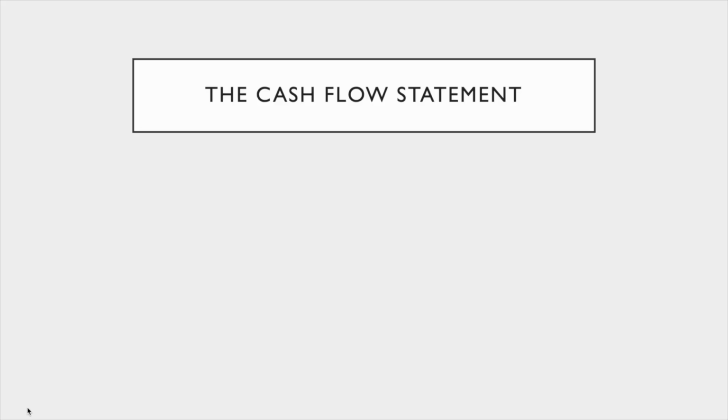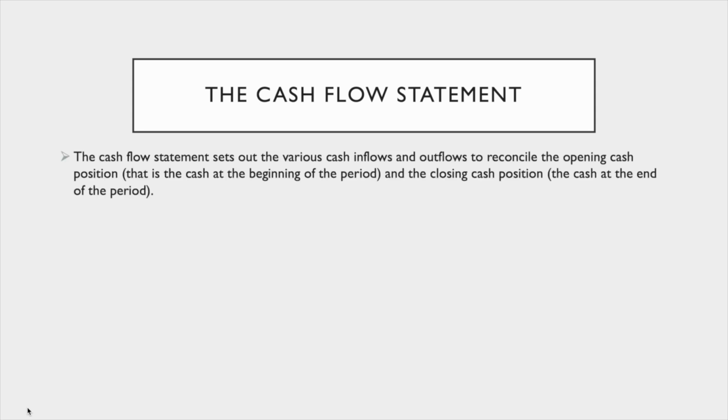Our third primary statement then is the cash flow statement, and this might be the first time you're introduced to the cash flow statement. The cash flow statement sets out various cash inflows and outflows to reconcile the opening cash position, that's the cash at the beginning of the period, and the closing cash position, that's the cash at the end of that accounting period.